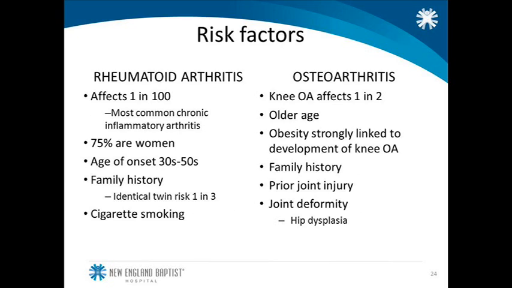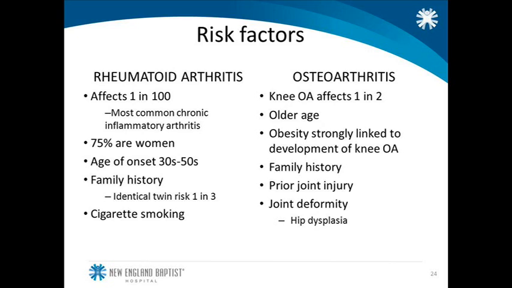So what are risk factors for rheumatoid arthritis and osteoarthritis? Rheumatoid arthritis is the most common chronic inflammatory arthritis. It affects about 1 in 100 people. 75% of those patients are women. The peak age of onset is between the 30s and 50s. Family history plays a role, although when an identical twin has rheumatoid arthritis, the chance of the other twin developing rheumatoid arthritis is only 1 in 3. Cigarette smoking is also a risk factor for the development of rheumatoid arthritis.